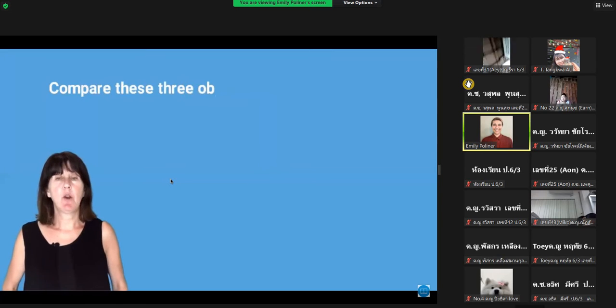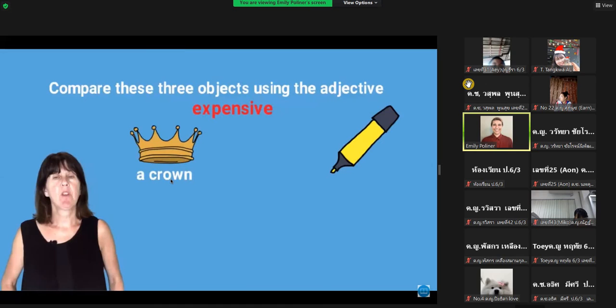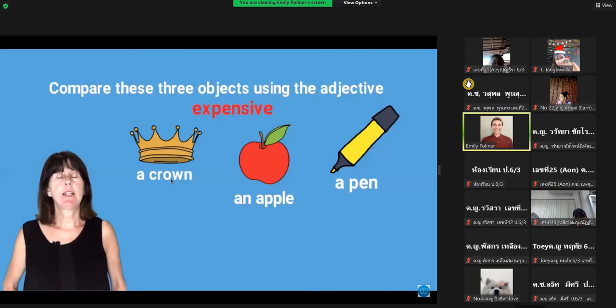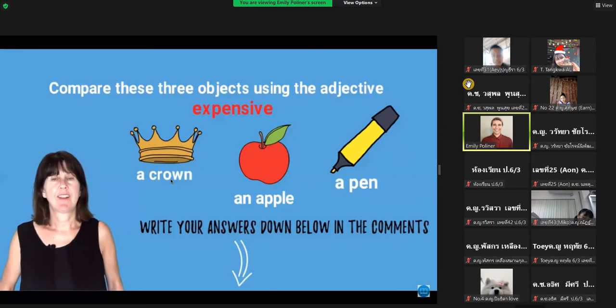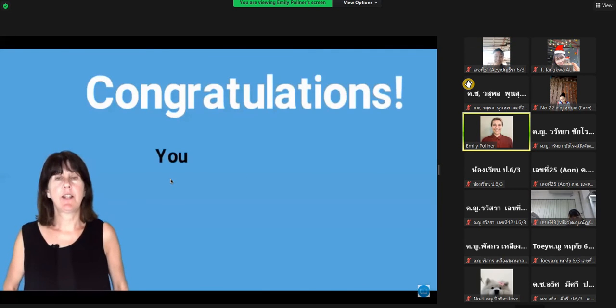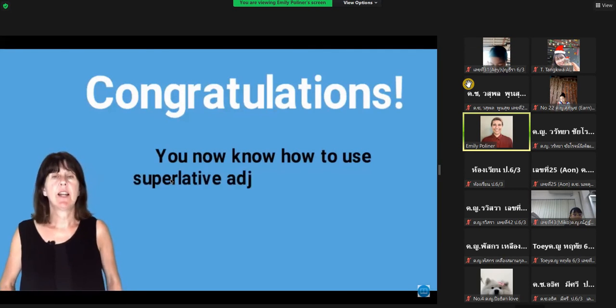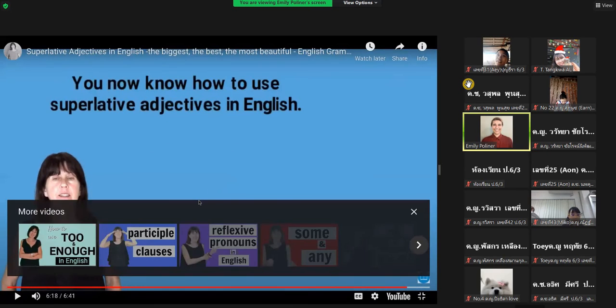Compare these three objects using the adjective expensive. A crown, a pen, and an apple. Write your answer down below in the comments section. Congratulations, you now know how to use superlative adjectives in English. Nice work.